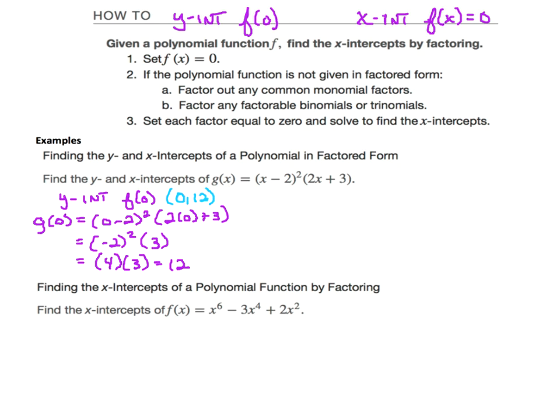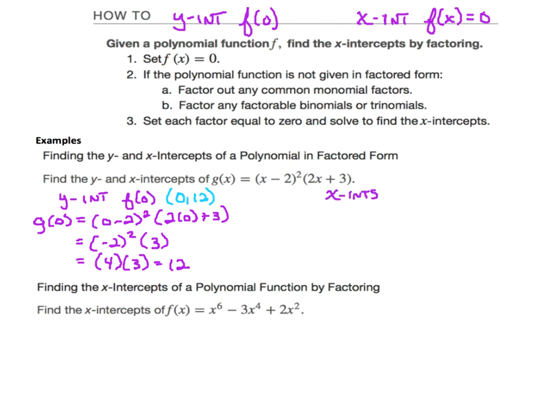You cannot send the same input value to more than one output value because that's going to stack points on top of each other and that will fail the vertical line test. So any function is only going to have one y-intercept. All right. Now, x-intercepts, you can have as many as that graph happens to cross the x-axis.